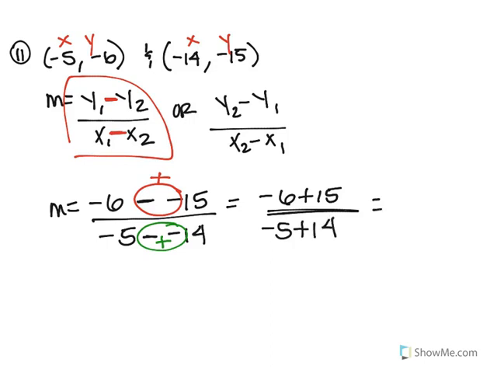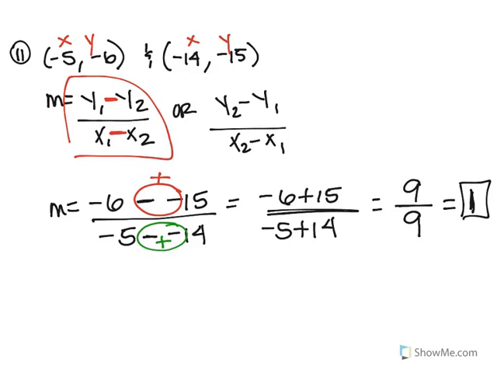So I just rewrote what you really have so you can see your signage. But you would say -6 plus 15, which will give us a +9. And then -5 plus 14 would also give us a +9. And so 9 over 9, we all know is just 1. So make sure you do reduce all of your fractions, and that just gives us a 1.